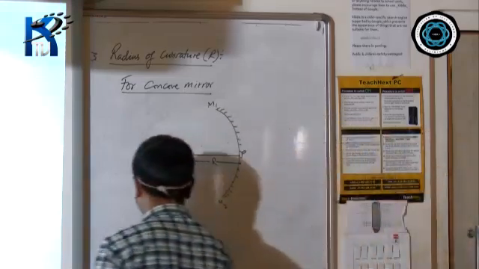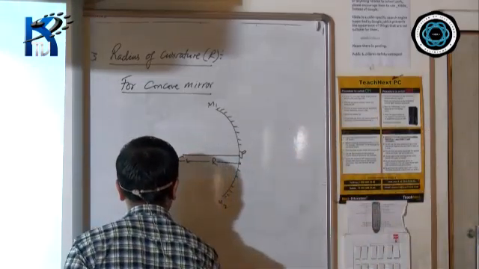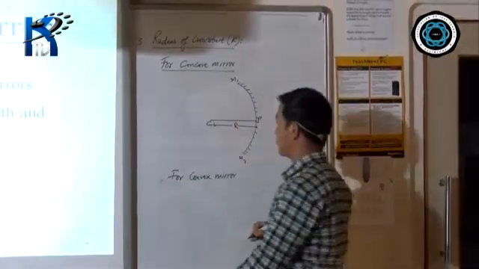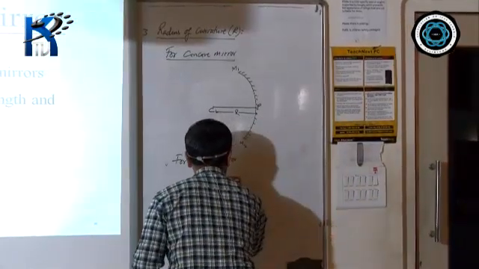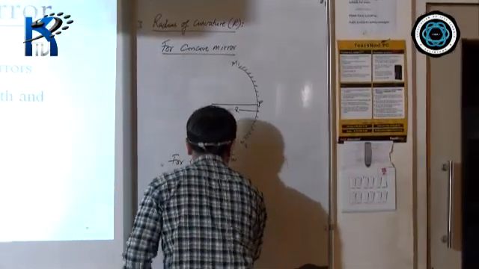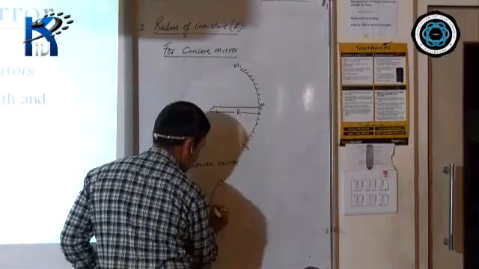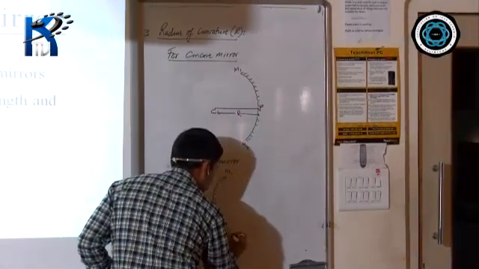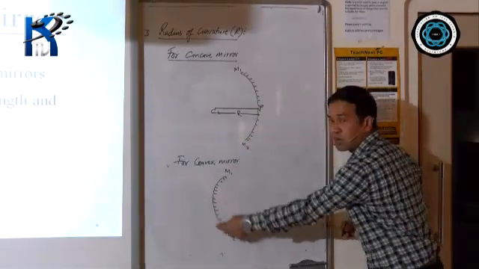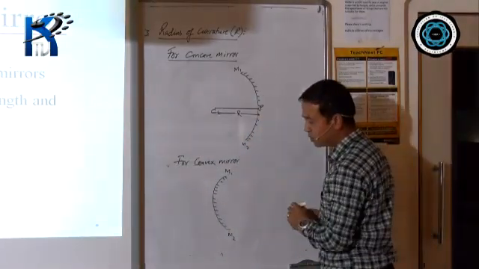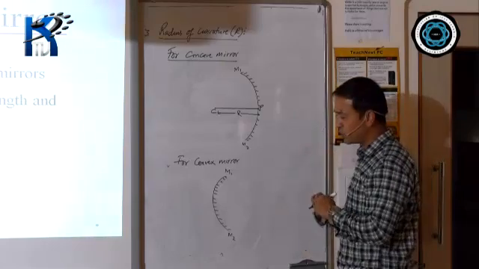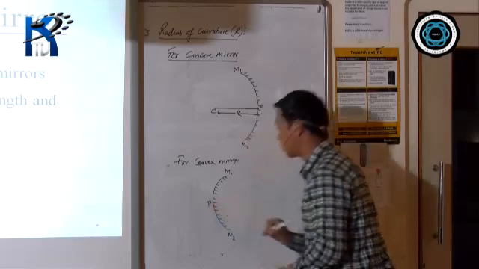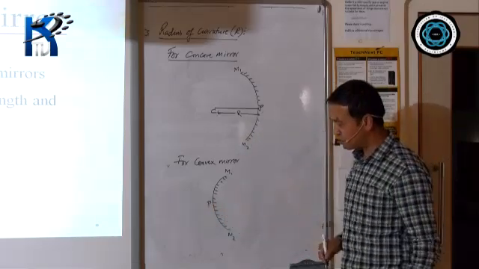I can do the same for convex mirror. Now, you know the shape of the convex mirror? This is the shape of the convex mirror. For this convex mirror also we have the center point, the geometric center. This geometric center is called the pole. We already designated this by the symbol P.